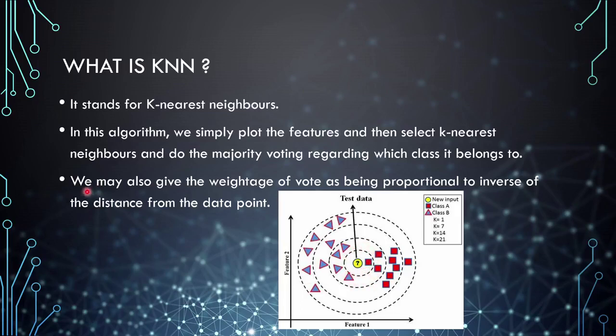We may also give the weightage of the vote as being proportional to the inverse of the distance from the data point. So we might say that this red one is closest to me, physically it is closest to me, so I will give it more weightage. So we can assign weights which are inversely proportional to the distance from the test data, right? So we can do those.